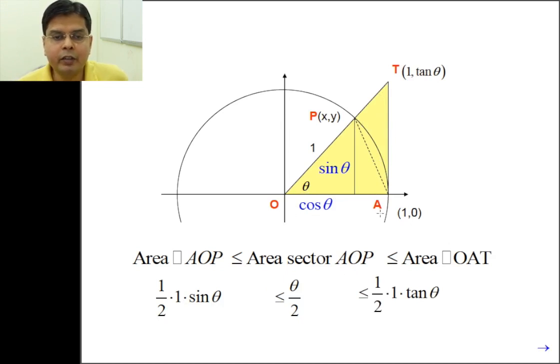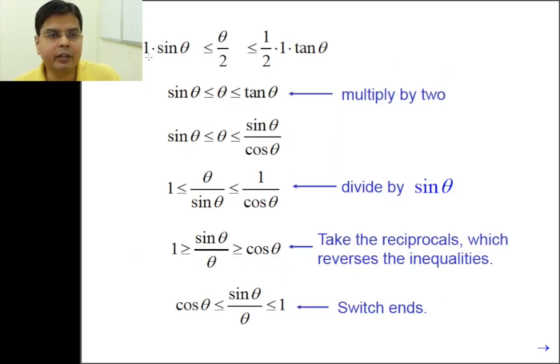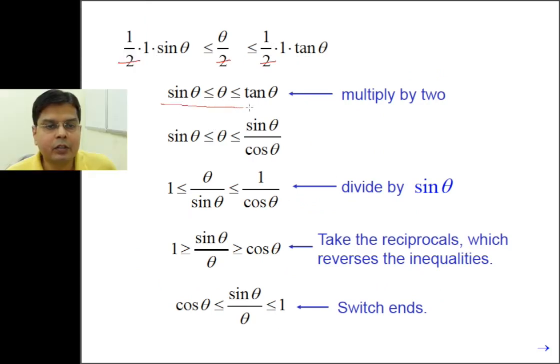And this is less than the bigger triangle. What will be the area of this triangle? This is 1, this is tan theta, half base into height. So what I have proved is half 1 sin theta is less than theta by 2, which is less than tan theta by 2. Same thing I will write here. Remove all these 1 by 2 factors, and I get sin theta is less than theta, which is less than tan theta.